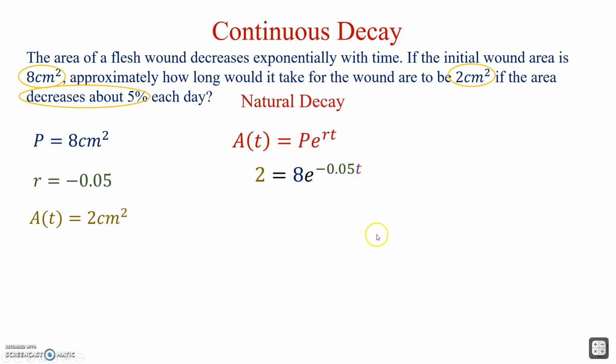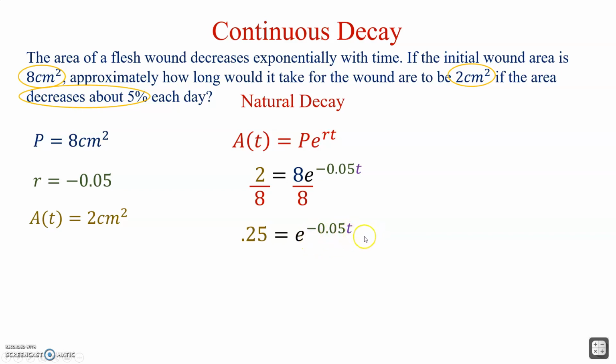So we're left with an algebraic equation. Eventually, we're going to solve for T. To get T by itself, we get rid of what's furthest from the unknown, which is this 8. So we'll first divide both sides by 8. We get 0.25 on the left side. We're now left with a base e to the negative 0.05t.